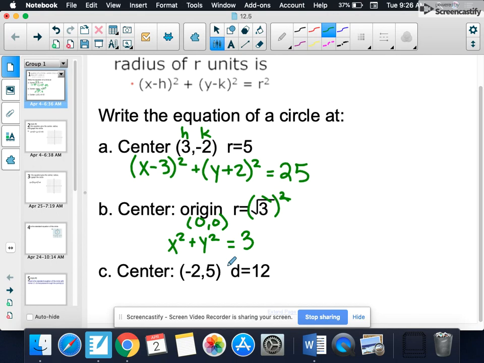And then lastly, given the center and the diameter, we're first going to just have to find the radius, make that 6. And then same concept as before, this is h, this is k. So we're going to have x, minus a negative, so plus 2 squared, and then plus y minus 5 squared equals the radius squared, so 6 squared is 36.